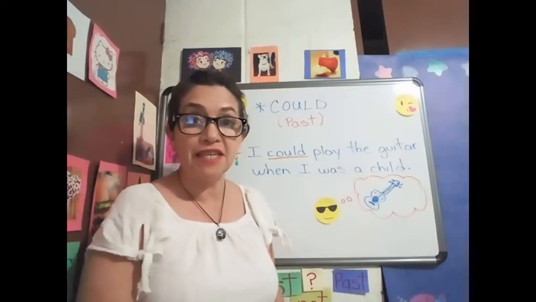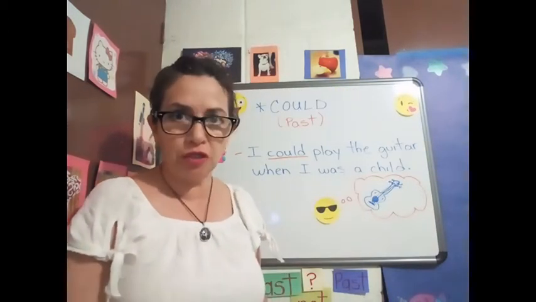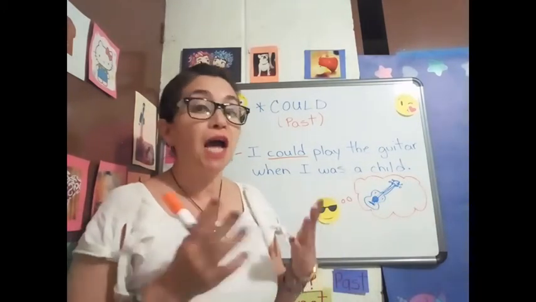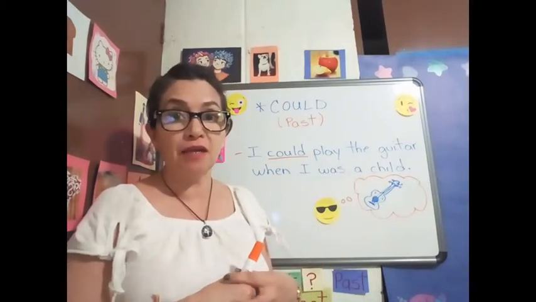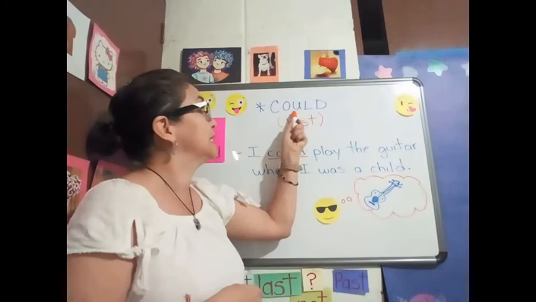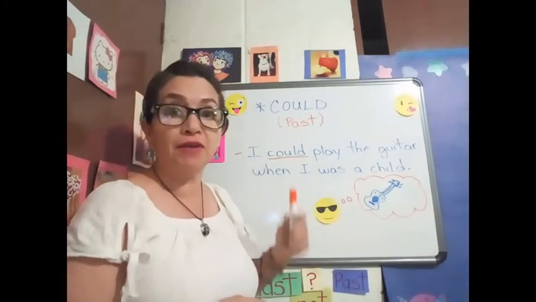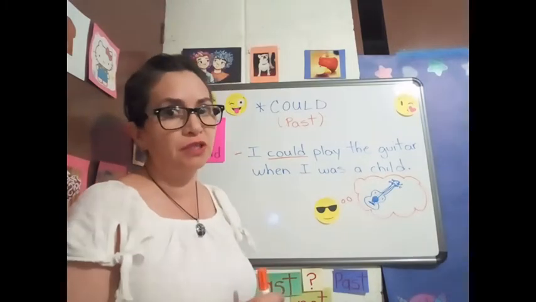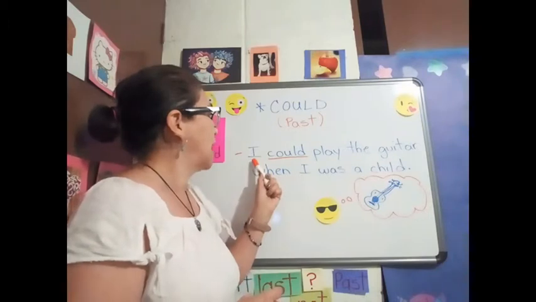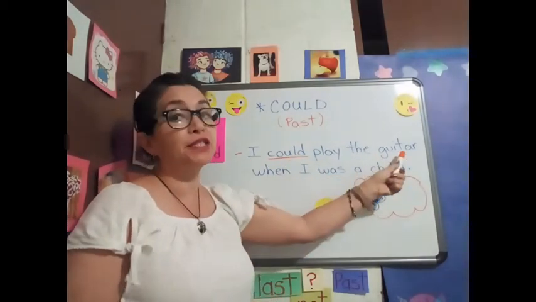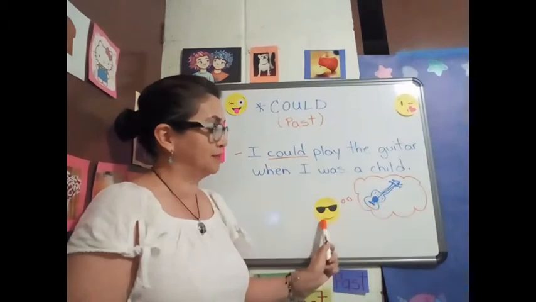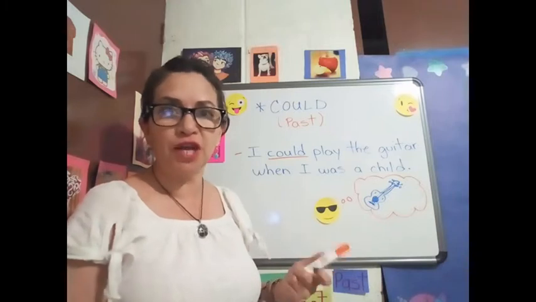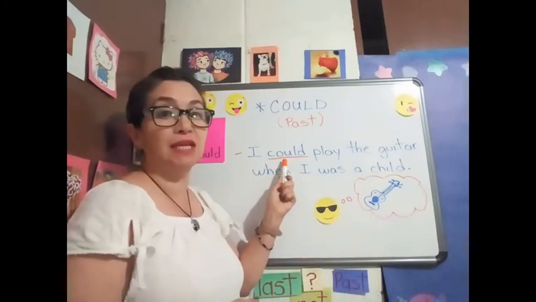And now we will see the modal verb could. Could has more or less the same meaning and the same uses as the verb can, because the verb could is the past form of verb can. Now, the first use of verb could is to talk about ability. I could play the guitar when I was a child. I had the ability to play the guitar when I was a child. Past ability, I could.